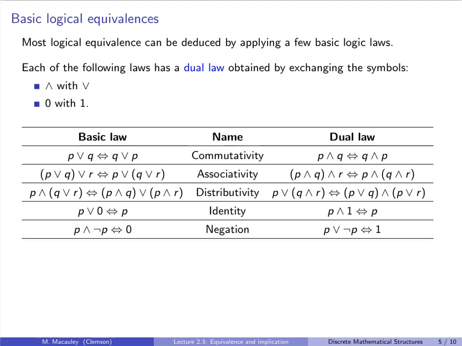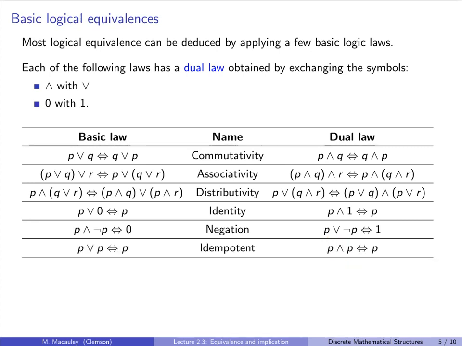The next law is sometimes referred to as negation. I know it's a bad name, not to be confused with the negation symbol that we have right here, but this says that P and not P is a contradiction. This is always false. These things both can't be true at the same time. And the dual law says that P or not P is equivalent to 1. That is a tautology. It's always the case that P is either true or false.